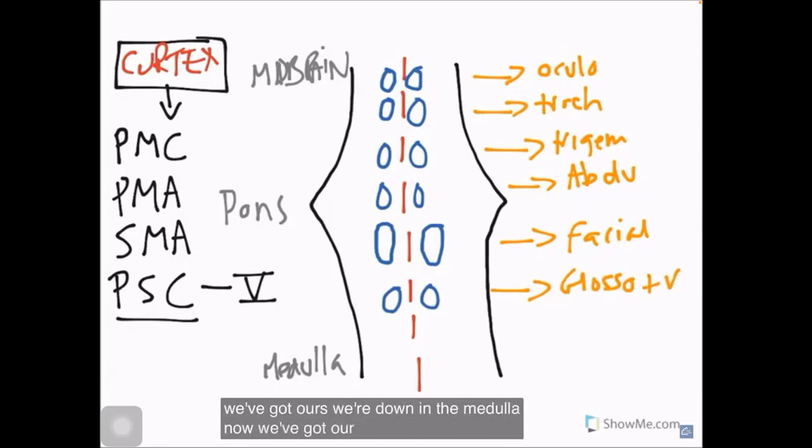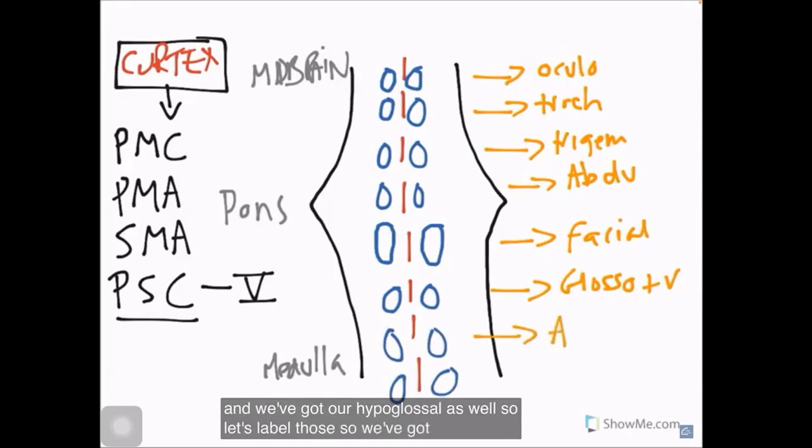So we're down in the medulla now, we've got our accessory down here, and we've got our hypoglossal as well. So let's label those. We've got accessory and hypo.